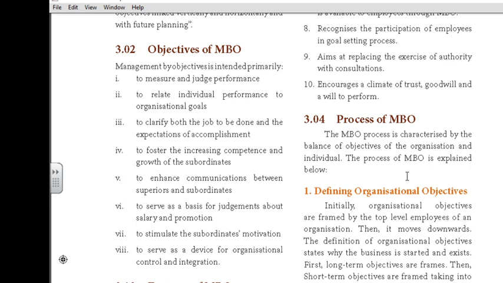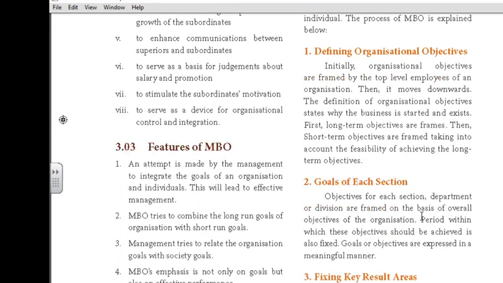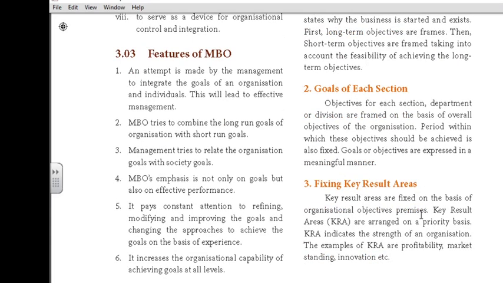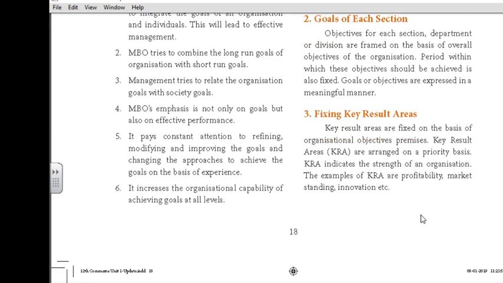In the process of MBO we have seen some of the points, and we are going to recall them. We have seen defining the organizational objectives and goals of each section and fixing the key result areas. அதாவது ஒரு process MBOன்றது achieve பண்றதுக்கு என்னென்னலாம் process steps அப்படின்னு சொல்லிட்டு this we have seen about.